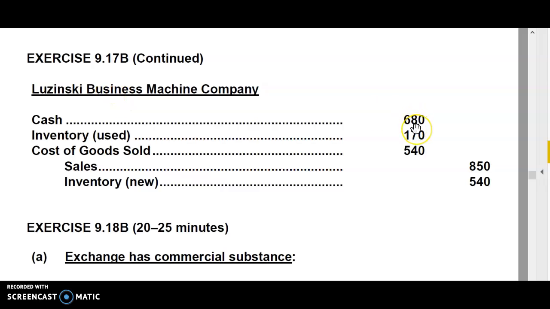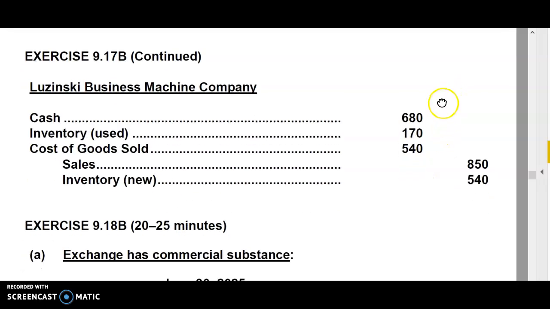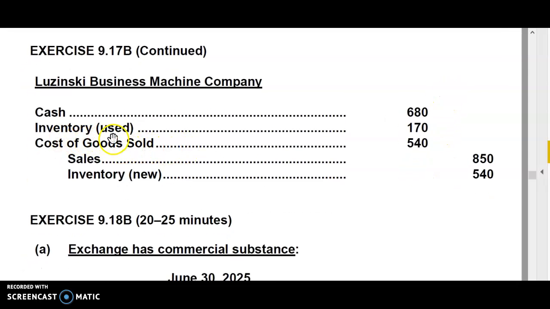For Luzinski, they're getting cash of $680. They're getting used inventory of $170. Now notice they're going to record inventory that was given to them at the fair value. They made a sale of $850, because that's the fair value of the machine, the new machine they sold.